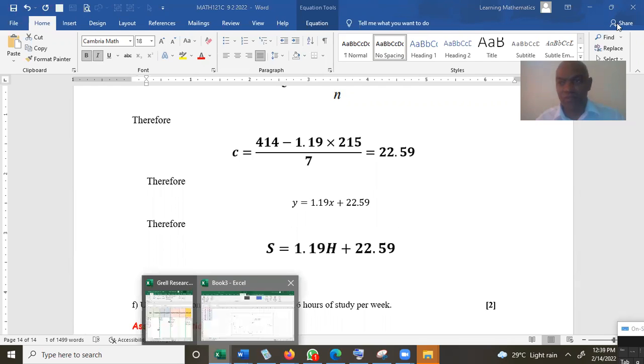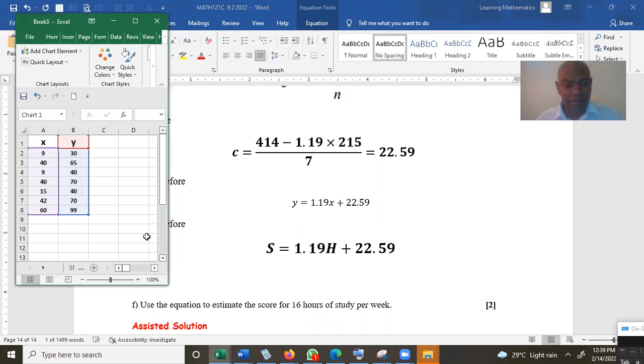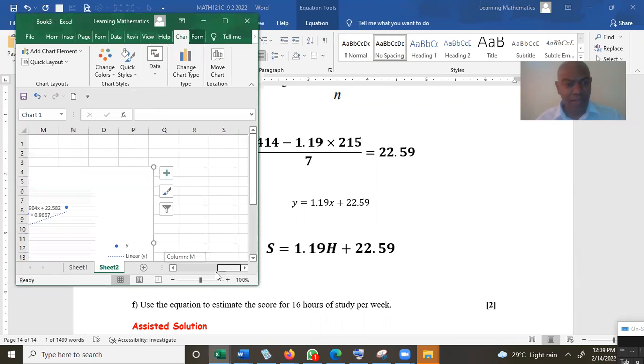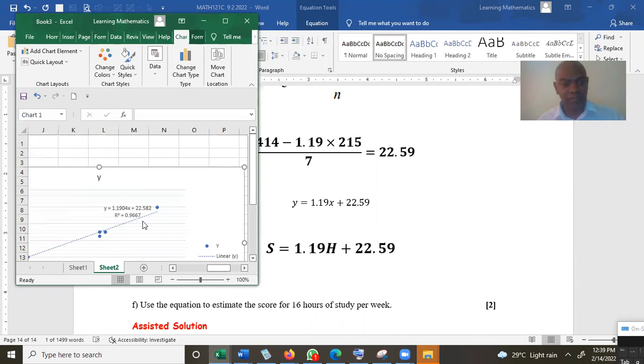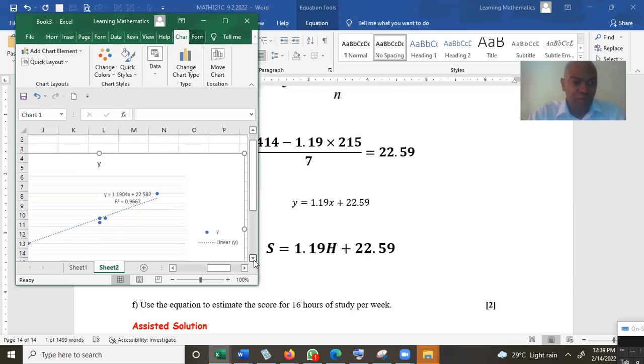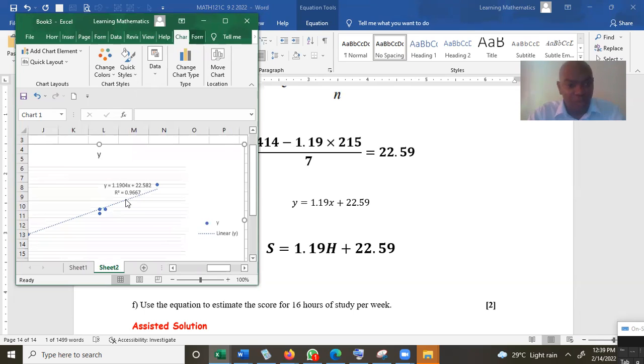Here it is. Let's put them side by side. 1.19 for the gradient and 22.58, or 22.59 because we rounded off, for the y-intercept. And look, the R squared.